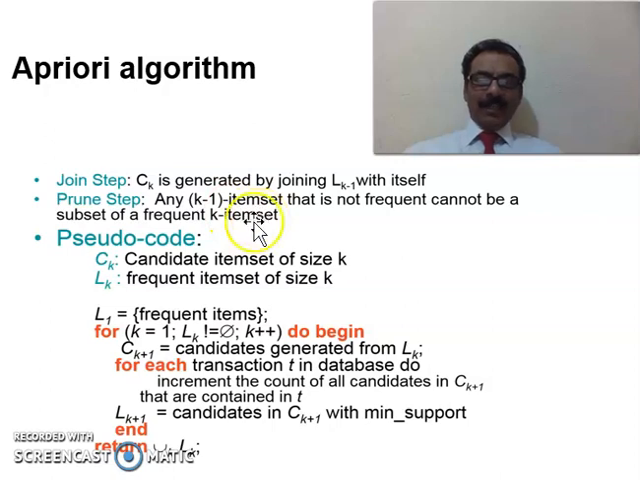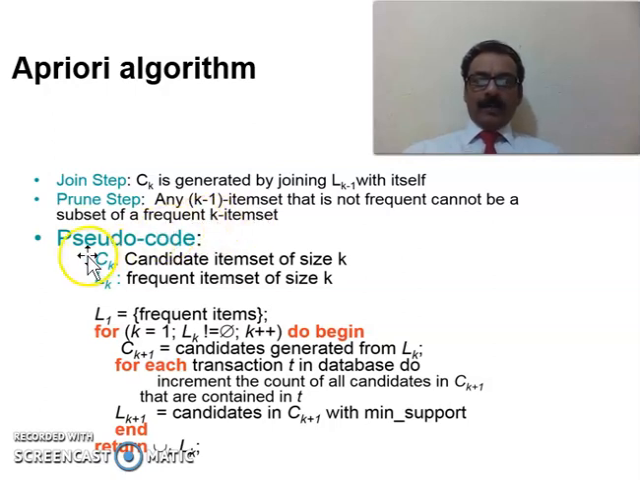In the sense, when you're going to make your k item set, then the k minus 1 item set which you have used to generate this k item set should also be frequent. Otherwise, don't consider such one for frequent. Check whether it is a frequent item set or not.